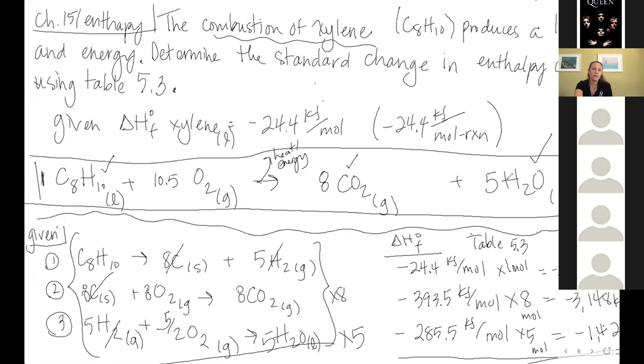You should have 5 times water, and then 8 times carbon dioxide minus 10 times oxygen, which is 0, minus 1 of the ethyl benzene, which is negative 24.4. So it shouldn't be 48 off, it should be like 24 off. Oh, well, 48 because times 2. Oh, yeah.